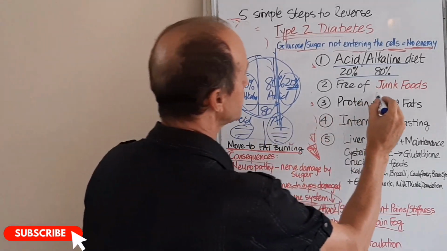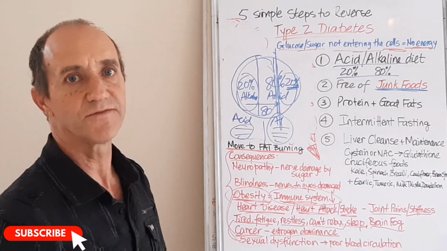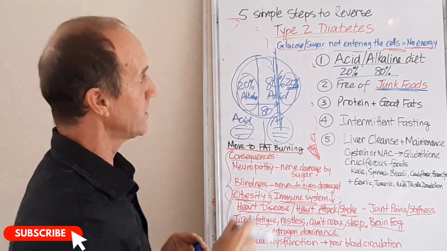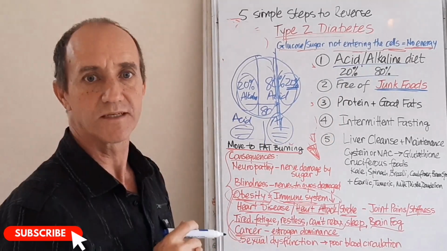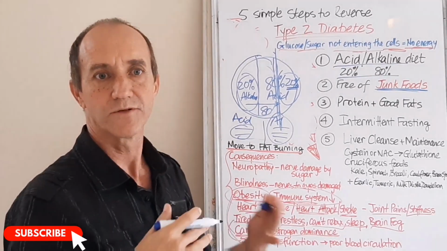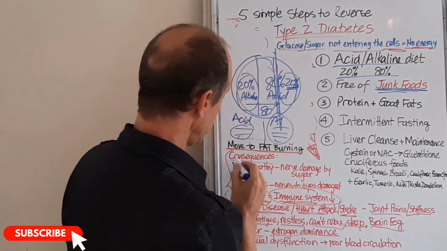Number 2 is free of junk foods. There are a lot of foods on the market which you've been made to believe are okay, which are not okay. I have a list which I provide. What are the junk foods? You need to become alert to these things. You need to become aware of them, and you can take action to reduce them and remove them out of your diet, because this is causing all these consequences here.